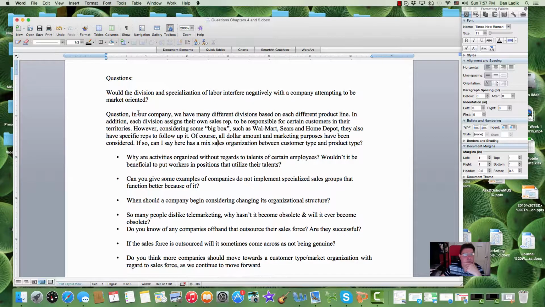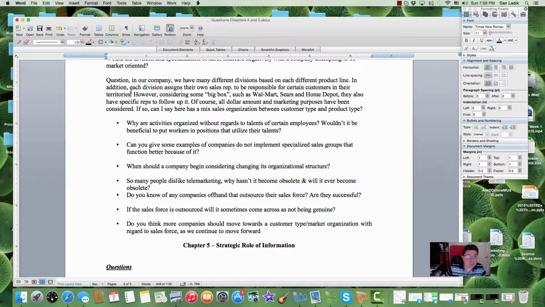Last set of questions for Chapter 4. Would the division and specialization of labor interfere negatively with a company attempting to be market-oriented? No. I see what you're trying to ask, because every time I talk about market-oriented, I talk about breaking down silos. But you could be market-oriented as long as we have these people not stuck in a silo, and we have strong inter-firm communication between a division or specialization group. You can still be market-oriented.